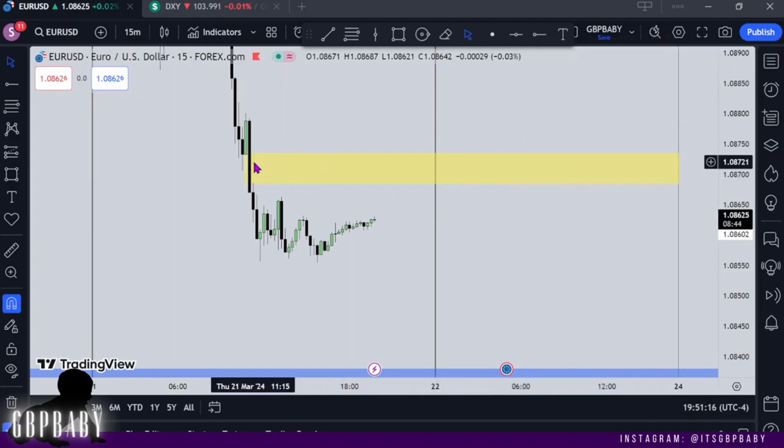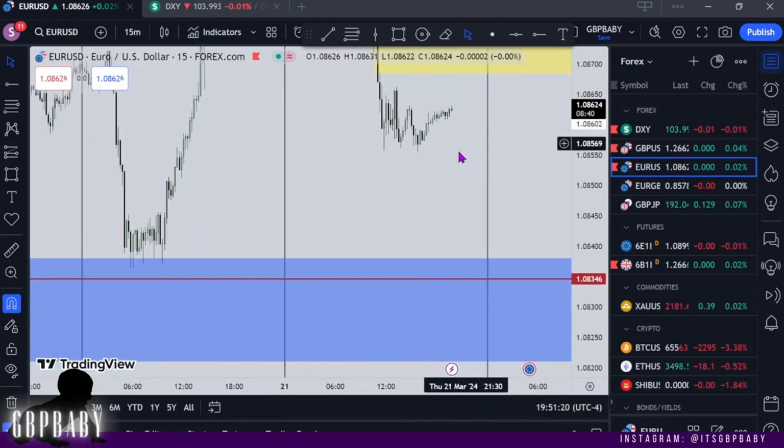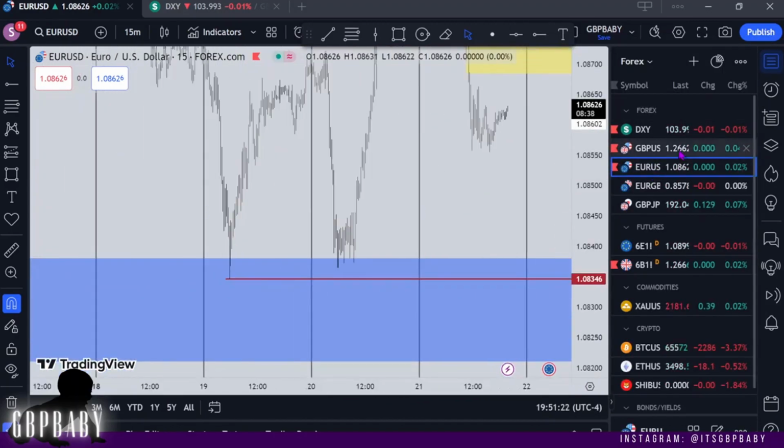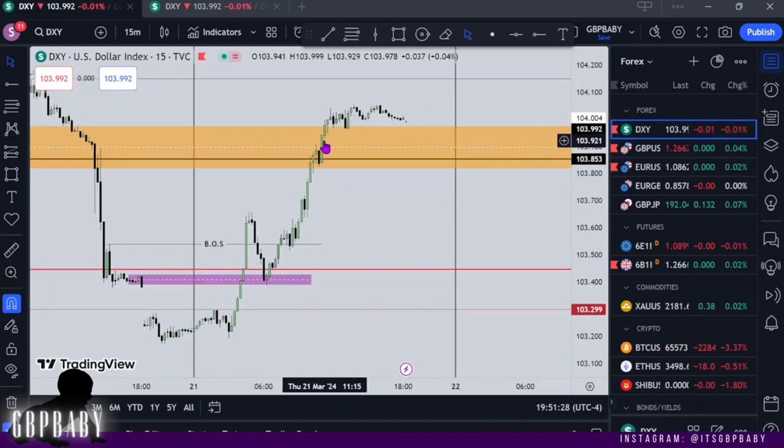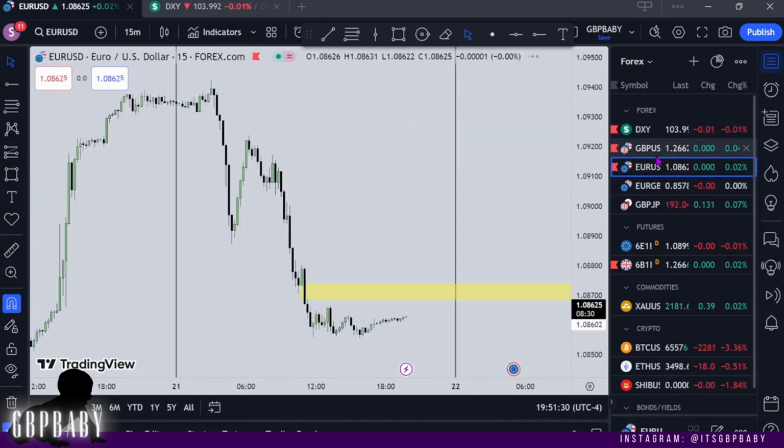So this is the 15-minute fair value gap I've got my eyes on for Euro, with the expectation to short down into these relative equal lows. GBP is this fair value gap right here, and then dollar will be this fair value gap right here, but obviously we're going to have to wait and see.